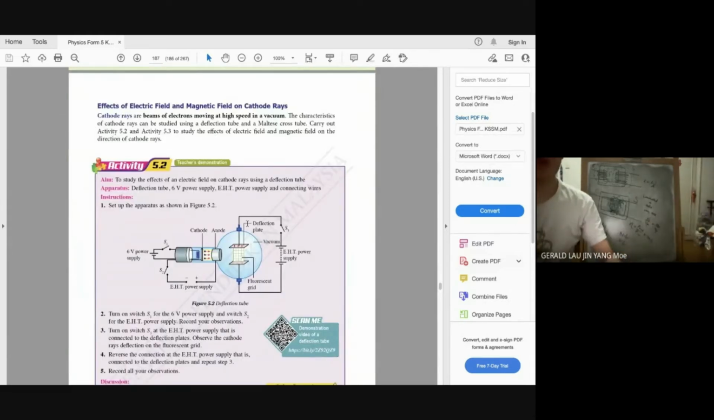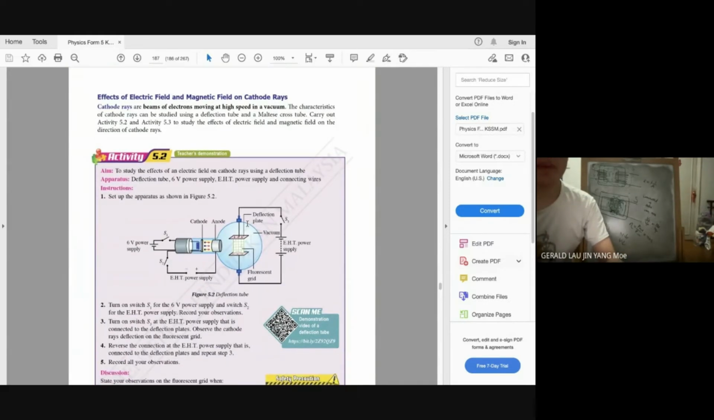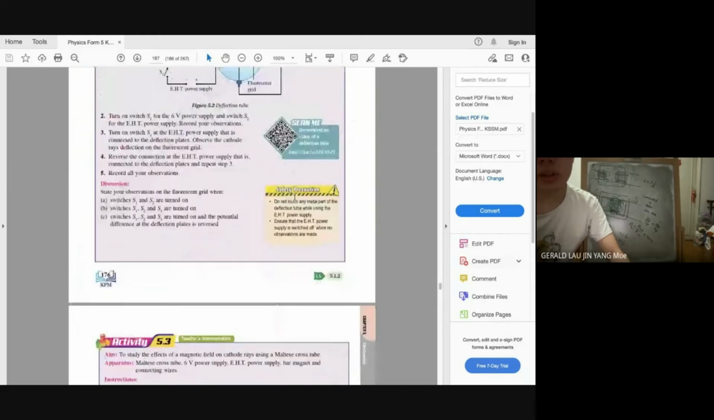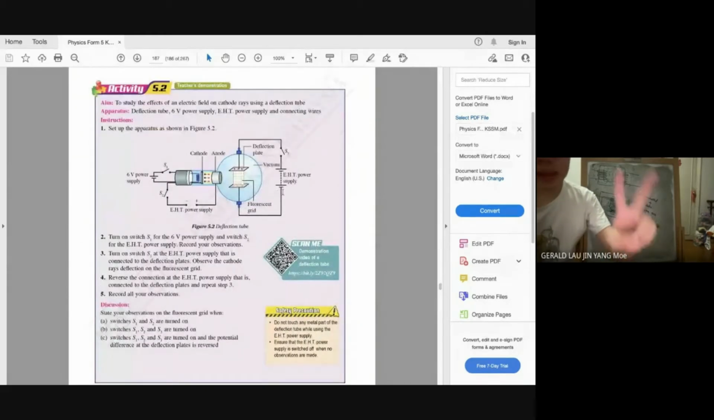Effects of electric field and magnetic field on cathode ray. Cathode rays are beams of electrons moving at high speed in a vacuum. There are two experiments, or two activities, just to show the characteristics. Electrons are negatively charged, so they will be attracted to the positive plate.